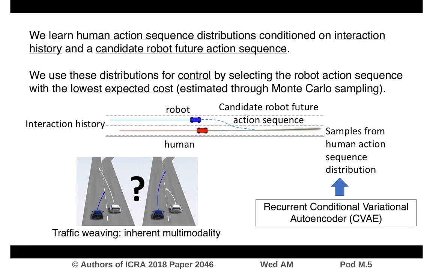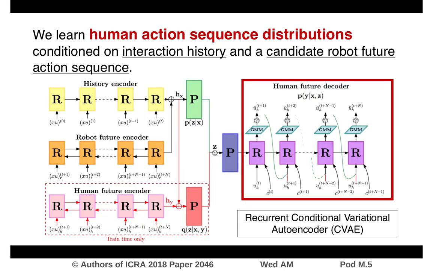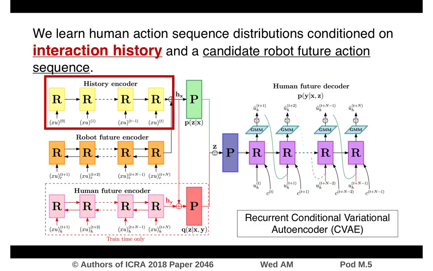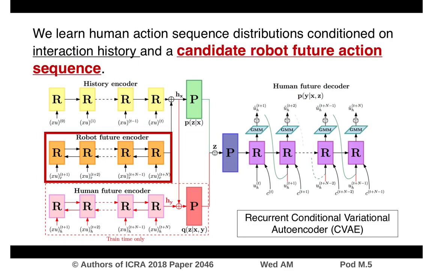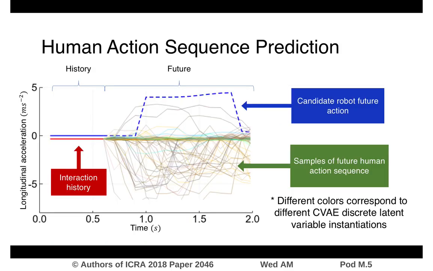We fit a recurrent conditional variational autoencoder to our training data. This CVAE, for short, is a sequence-to-sequence model that produces a multimodal mixture distribution over human actions, conditioned on the full interaction history, that is, all states and controls of both participants leading up to the current time step, as well as conditioned on what the robot might plan to do over the prediction horizon. In our experiment, the horizon is 1.5 seconds.